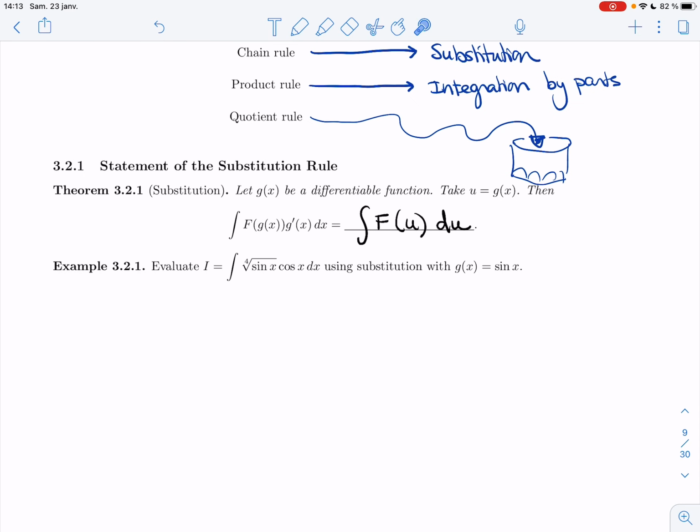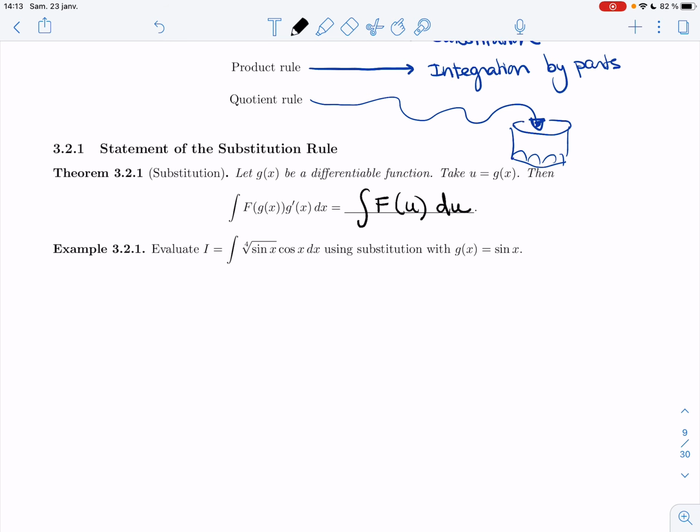All right, let's try example 3.2.1. I want to evaluate this function. Already you can see it's much more complicated than what we're used to. I'm going to use substitution with g of x equals sine of x. So my u is going to be sine of x. If g of x is sine of x, g prime of x is cos of x dx. So this part here, that's g prime.